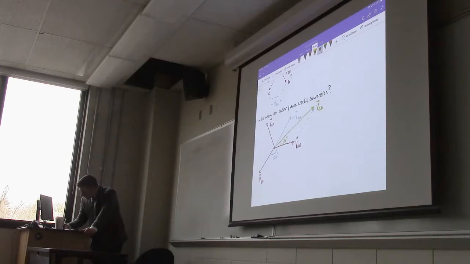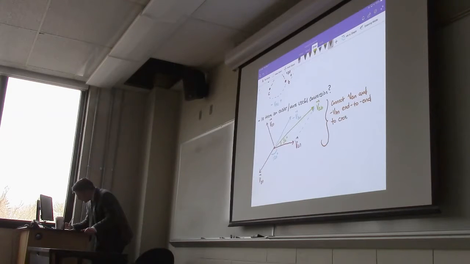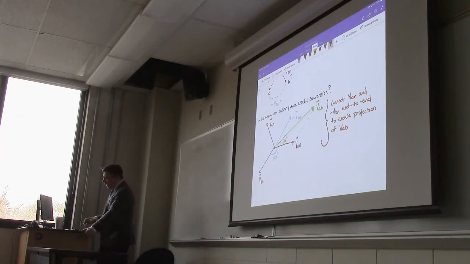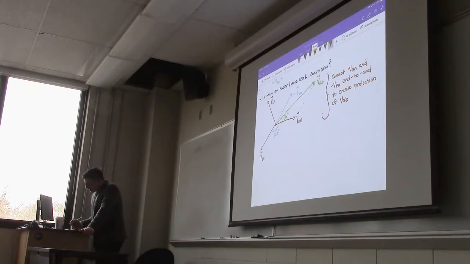And so what's going on here, I'll rewrite this: we connect VAN and negative VBN end to end to create a projection of VAB. Okay, so what are the expressions that go along with this?